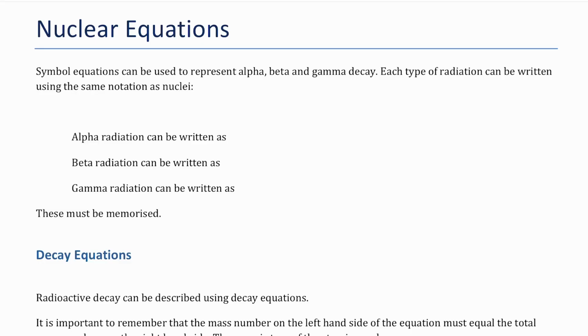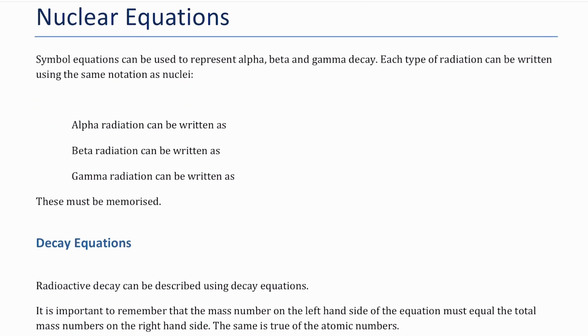In chemistry, you'll have learnt about chemical equations, how you can use the symbols to show what is going to be present before a reaction and after a reaction. And we can do something very similar with nuclear equations. We can represent alpha, beta, or gamma decay in an equation form. Now, to do that, you need to memorize 3 sets of symbols, which is the symbols for alpha, beta, and gamma. Now, we're looking at page 11 in your notes here.